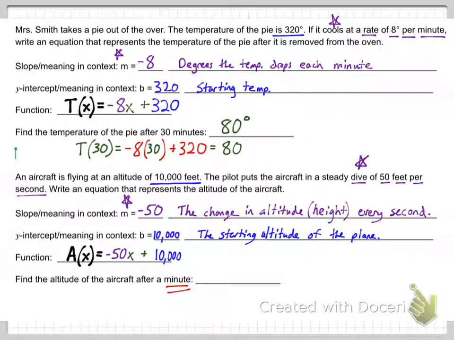And the altitude of the aircraft after a minute, well, wait a second, we didn't say anything about minutes, we said seconds. So here you have to translate 1 minute and recognize that is 60 seconds. So we're not plugging in 1, we're plugging in 60 into our function. A of 60 means the altitude of the aircraft after 60 seconds. In other words, after a minute. So after 60 seconds, we plug in 60 for x, and we get 7,000 feet.